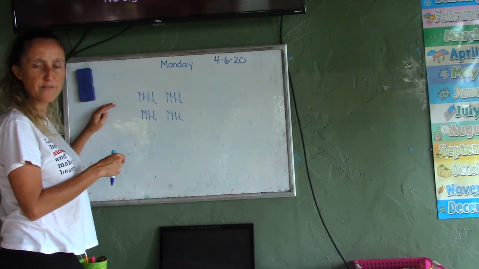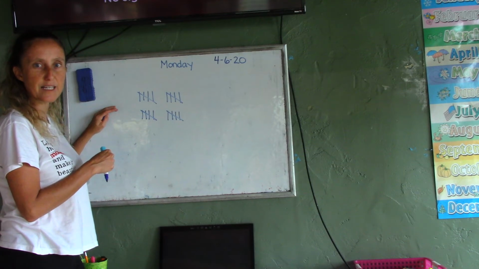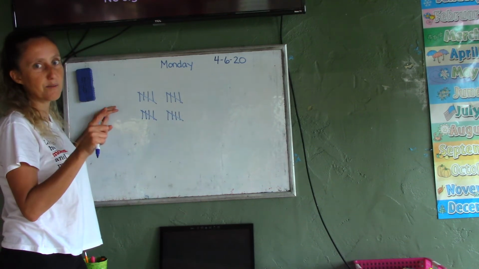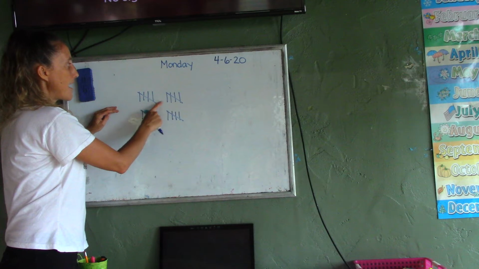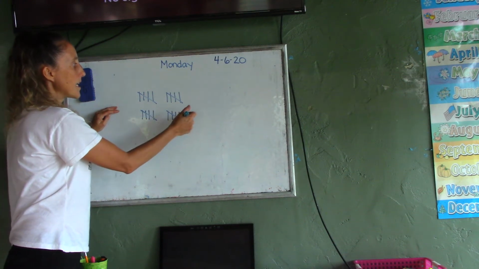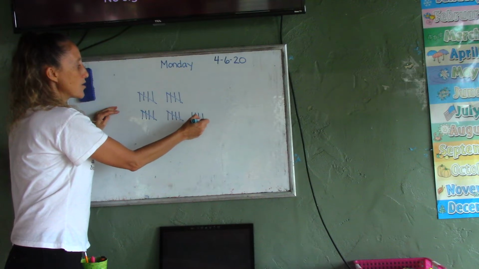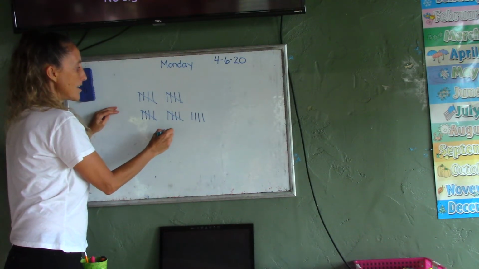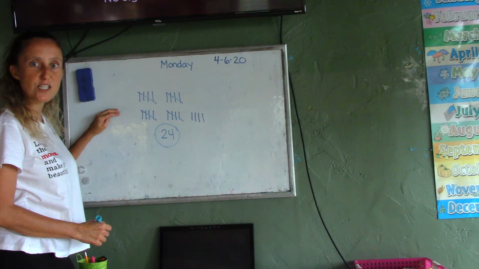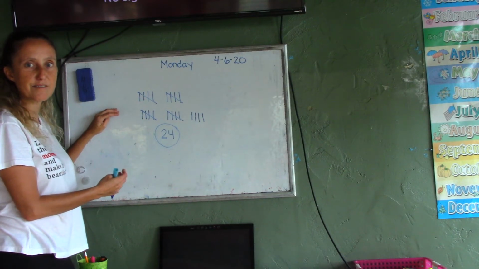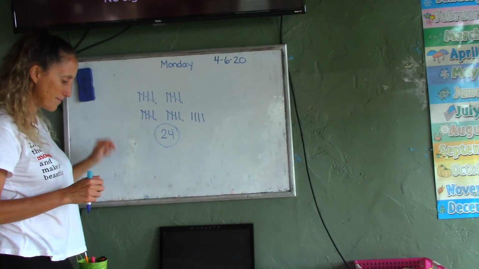Should I tally mark 5 more? Or would that be too many? You're right, that would be too many. So I have 5, 10, 15, 20. I need 21, 22, 23, 24. And that is showing my number, which is 24 in tally marks. Okay? Good job, guys. All right.